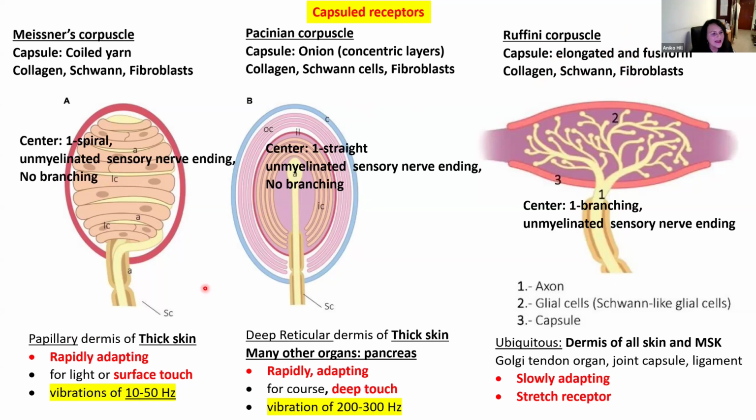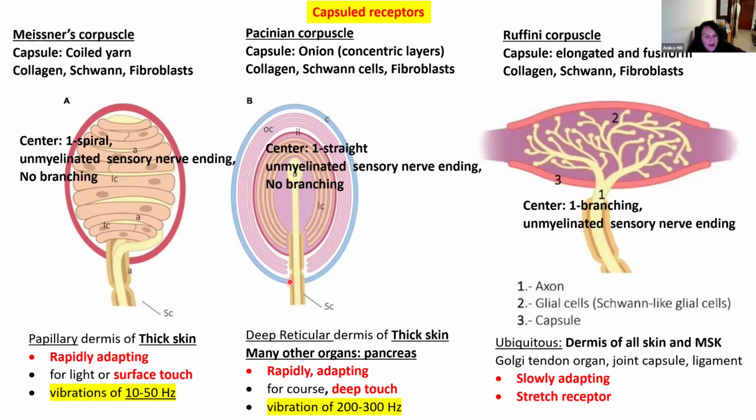So where is the sensory nerve? In the center. You see, it's just entering here, and in the Meissner corpuscle and the Pacinian corpuscle, all you see is one single unmyelinated sensory nerve ending that is not branching. And here in the Meissner, this nerve is actually spiraling. What about in the Pacinian corpuscle? In the Pacinian corpuscle, you can see it's just straight, one unmyelinated sensory nerve ending and no branching.